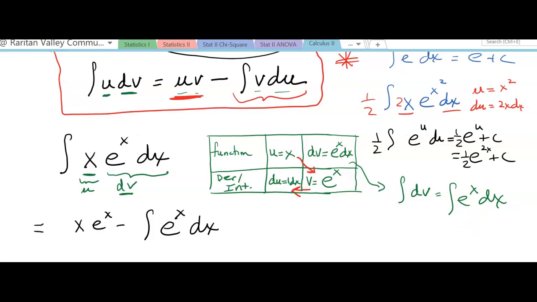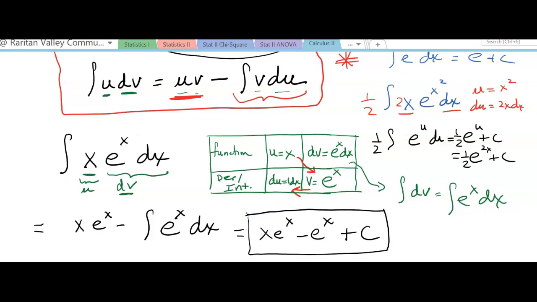If done correctly, you'll know when you're stuck, because if you can't finish it at that point, you're stuck. But we can finish this, because that's just x e to the x dx. And what's the integral of e to the x? Minus e to the x. And don't forget your plus c, because we're doing an indefinite integral here.